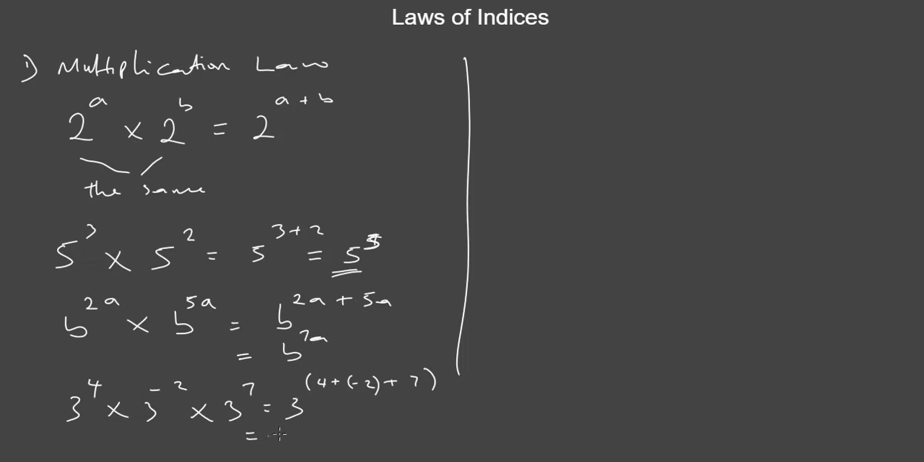And that gives 3 raised to the power of 4 plus minus 2. That's minus times plus, that's minus. Then 4 minus 2 will give you 2, plus 7 will give you 9. So this is the result.